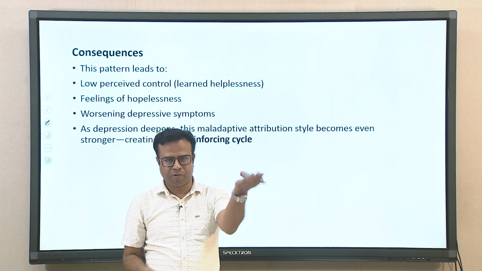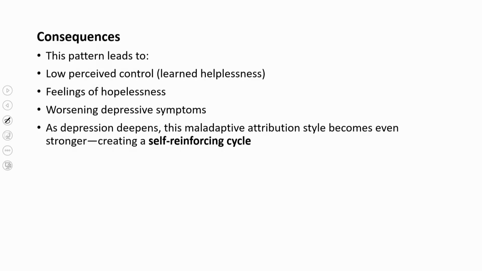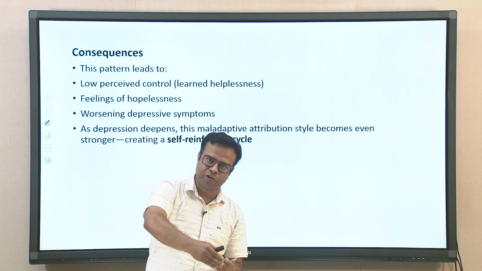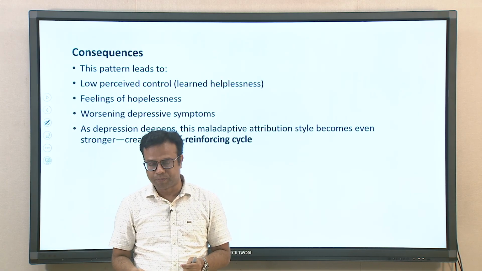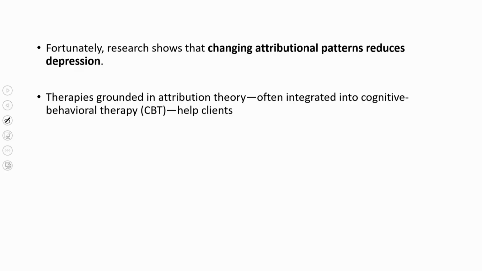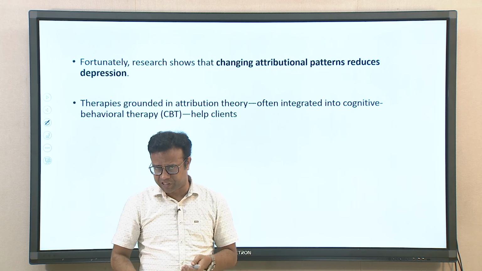So, this leads to all the symptoms of lack of control in life, helplessness in life. It all worsens: the moment you feel helpless, the more depressive symptoms come and so on. So, it is a kind of vicious cycle. One leads to the other, and the symptoms lead to further depression, and depression leads to a further depressive attributional style and so on. Fortunately, research shows that if they change this attributional pattern, their symptoms reduce. So, a lot of therapies like cognitive behavioral therapy actually try to change those attributional patterns in depressed people.